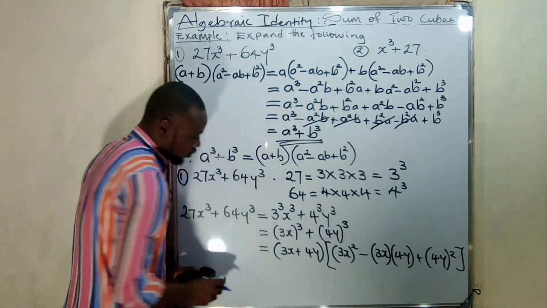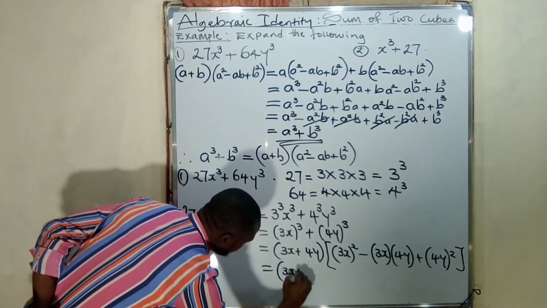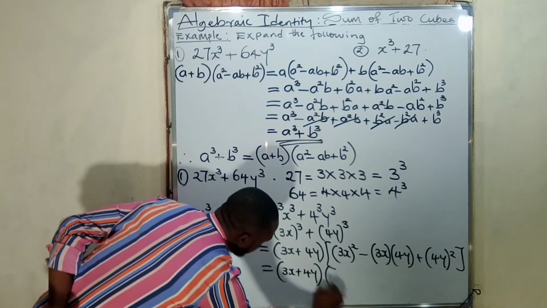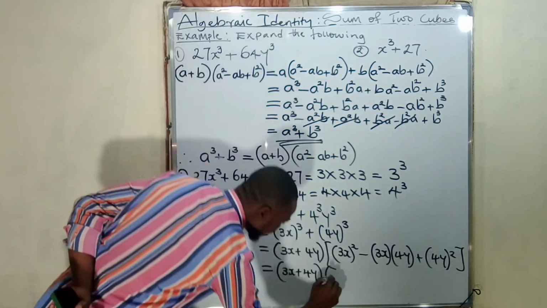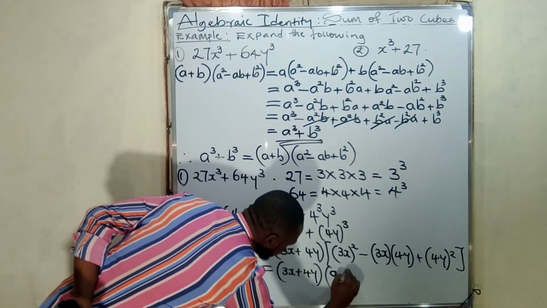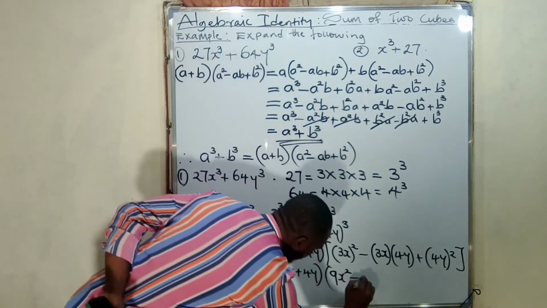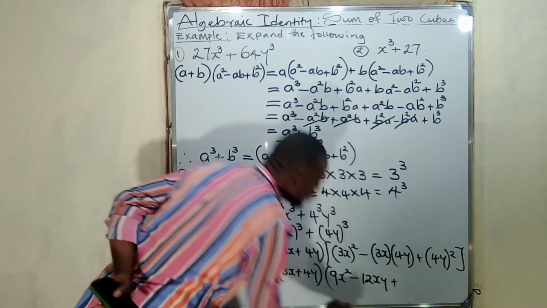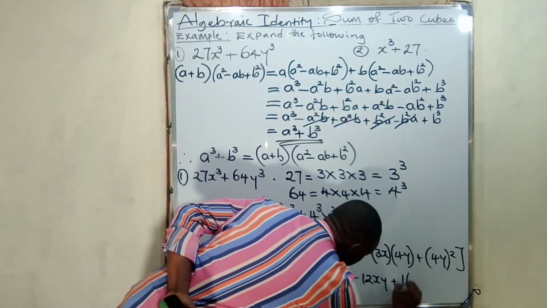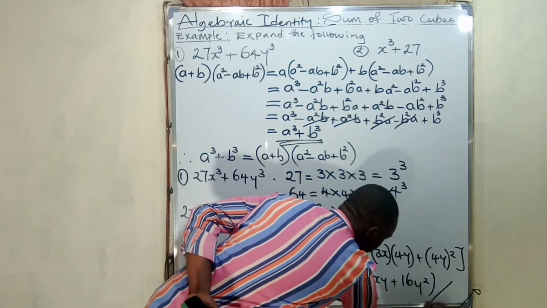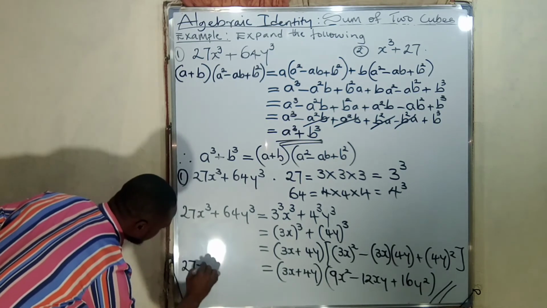All right. So this comes down here as 3x plus 4y, and finally we have 3x squared, which is 9x squared. So this is 9x squared minus 3x multiplied by 4y, which is 12xy, plus 4y squared, which is the same thing as 16y squared. So finally this is the answer to this particular expression, which is 27x cubed plus 64y cubed.